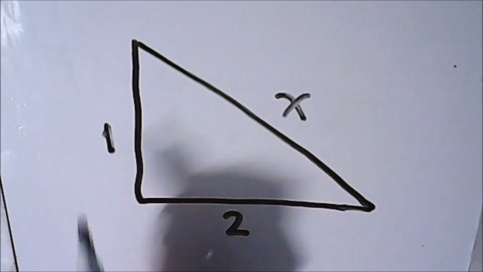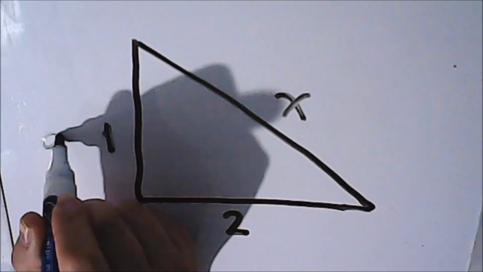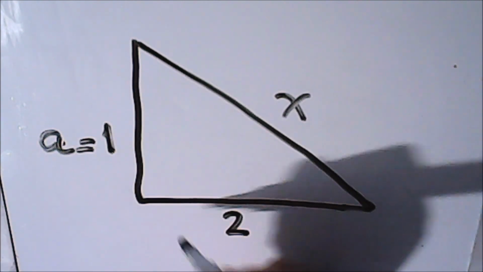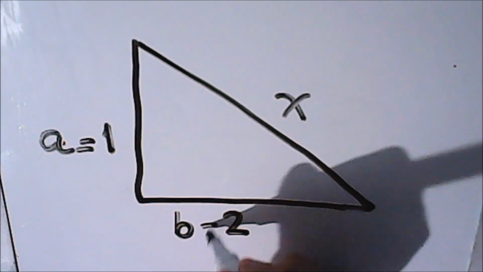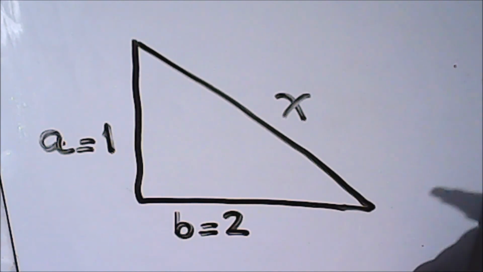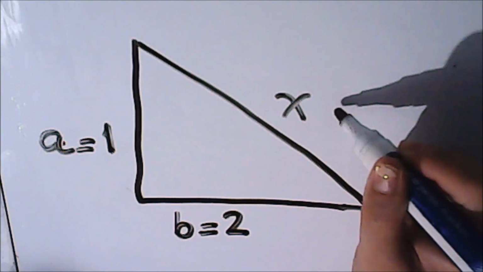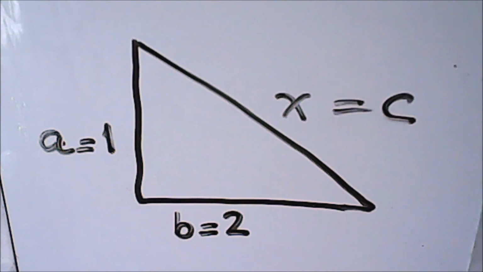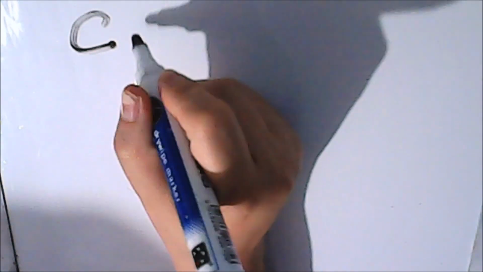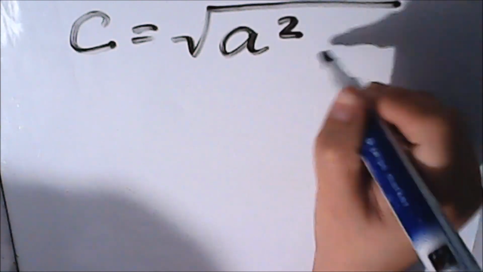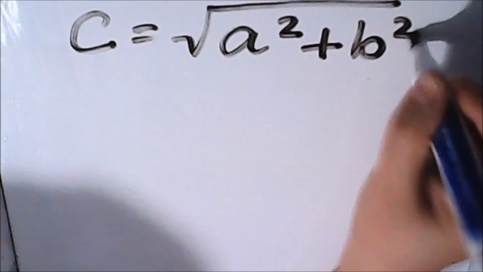So this is our altitude. We can name this as A. Then the base, we can name it as B. Now we're looking for x, which is the hypotenuse or C. So how are we going to find the value of C? Of course, we will be using the Pythagorean theorem. C is equal to the square root of A squared plus B squared.